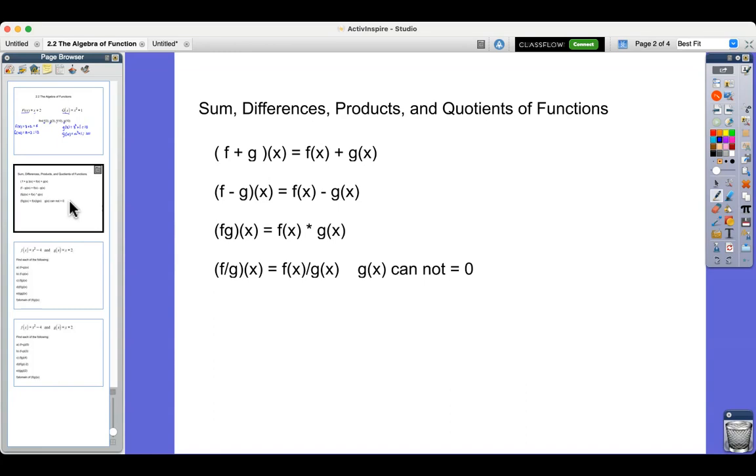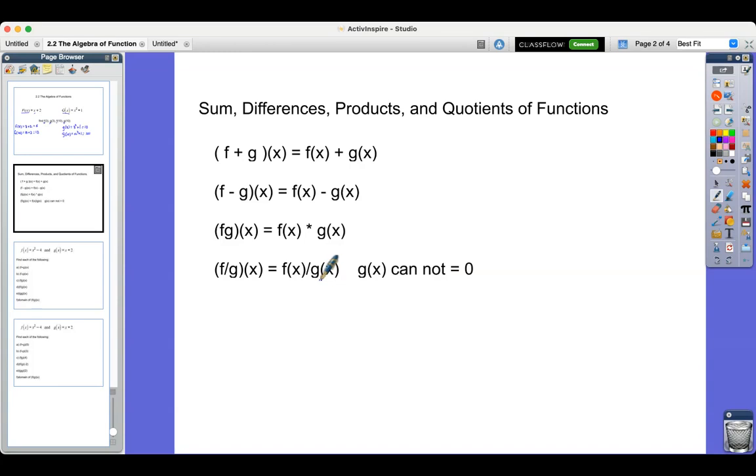So the way you sometimes see these functions will be like this. You'll see f plus g of x, which means you add the two functions. F minus g of x means you subtract the two functions. Fg of x means the first function times the second function. And then f over g of x means you are dividing the two functions.